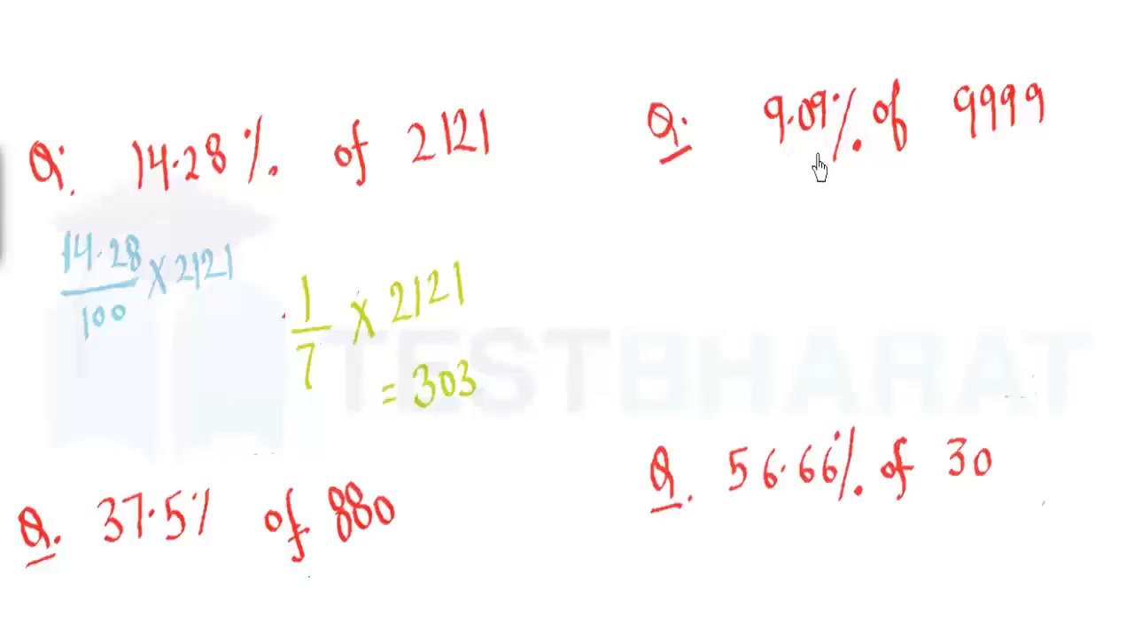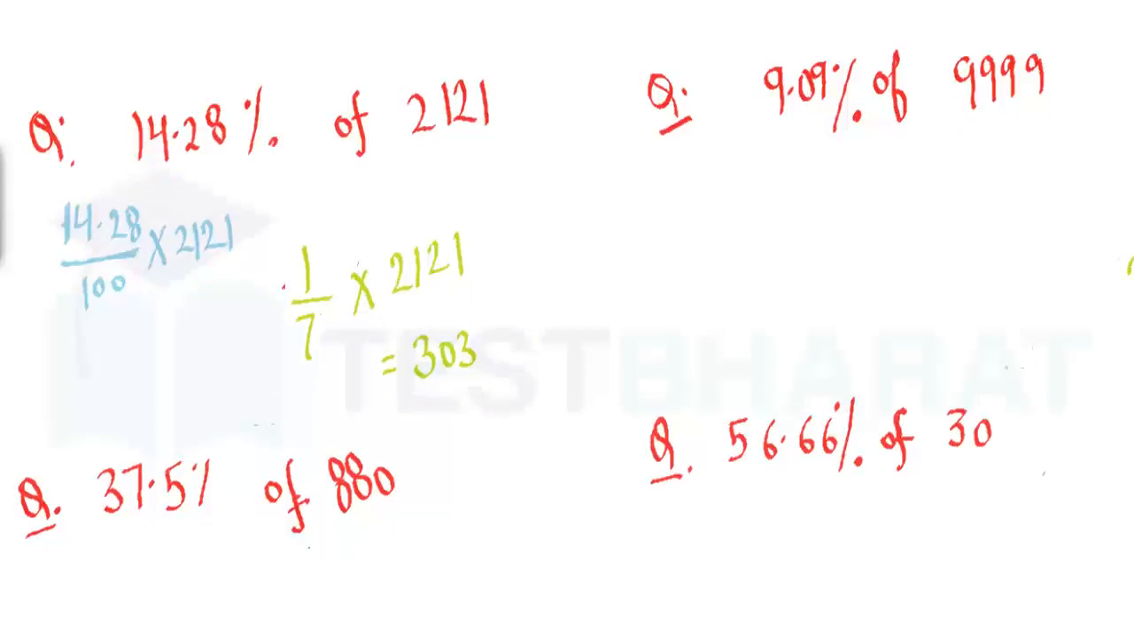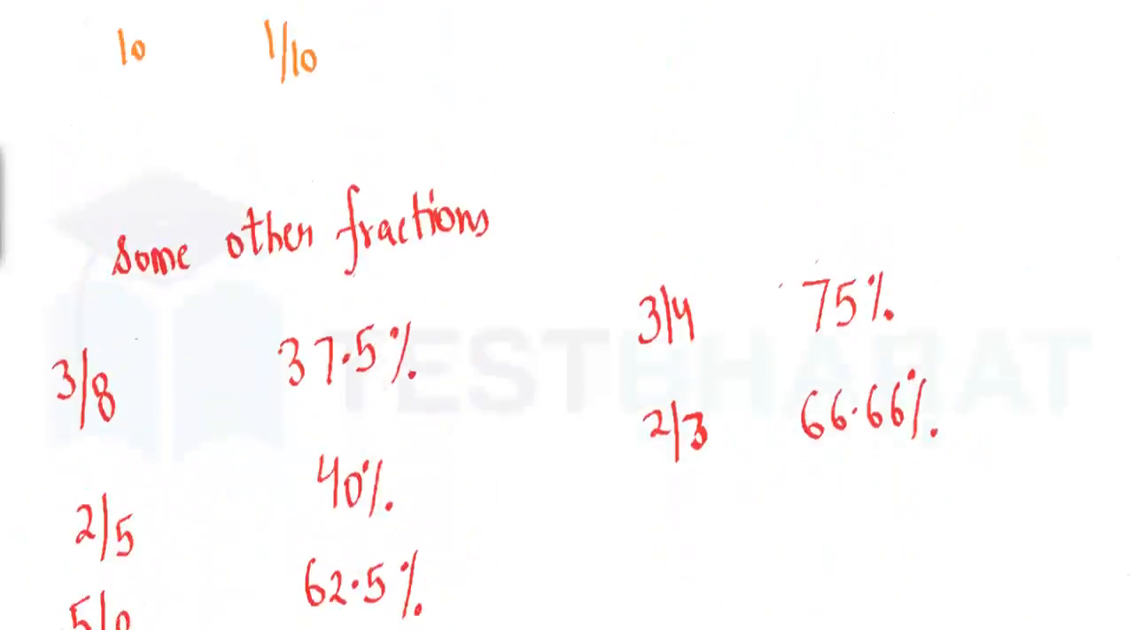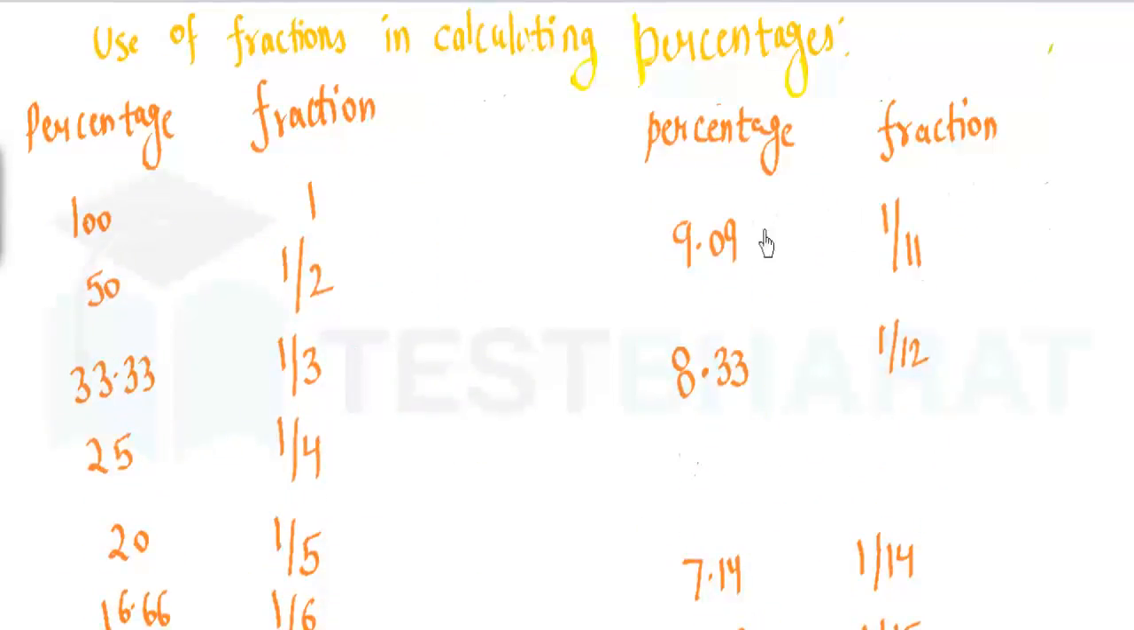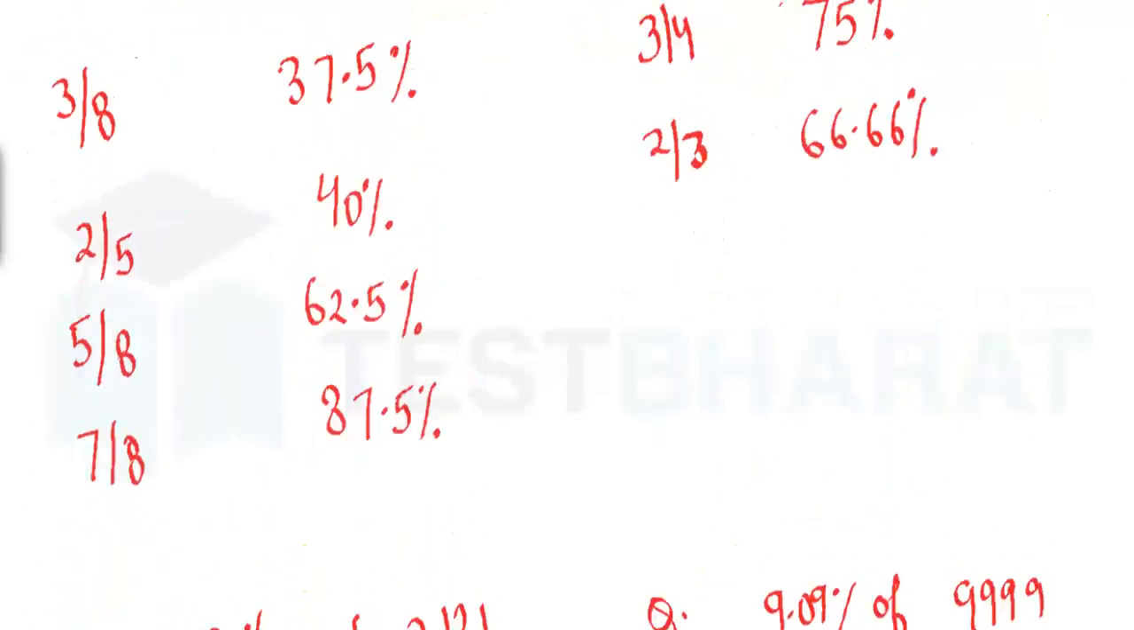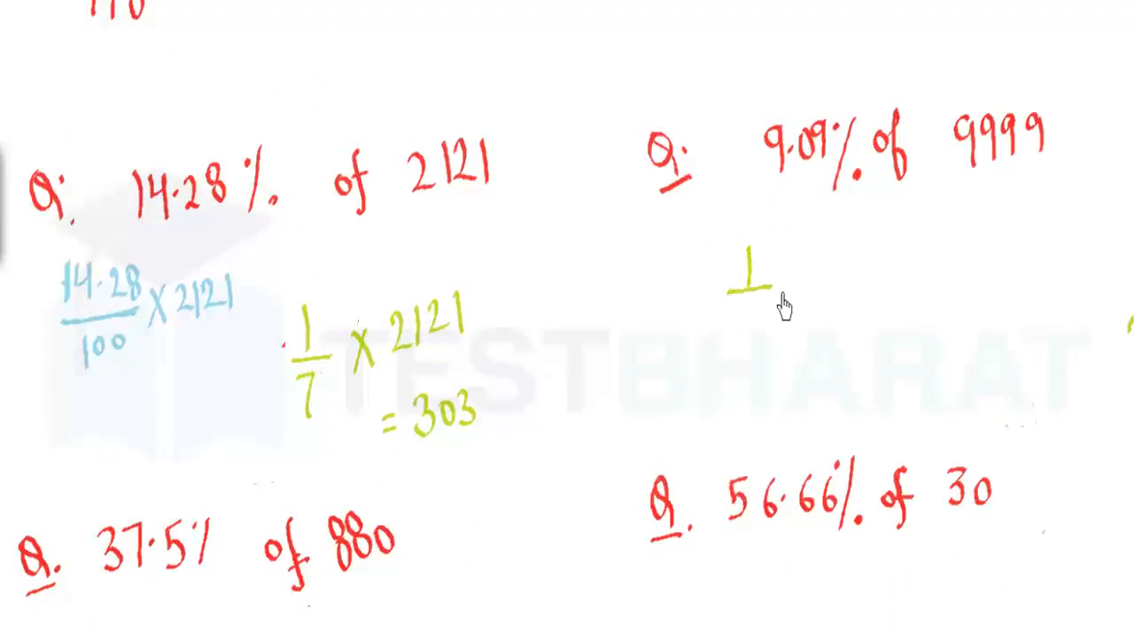Similarly, what is 9.09 percentage of 9999? Mechanically it will be very difficult, like here we have to multiply 9.09 to 9999. That's a very lengthy calculation, but with the help of fractions I know that 9.09% is equal to the fraction 1 by 11. So what I can do is simply multiply 1 by 11 into 9999, and this will give me 909. So it's very quick.